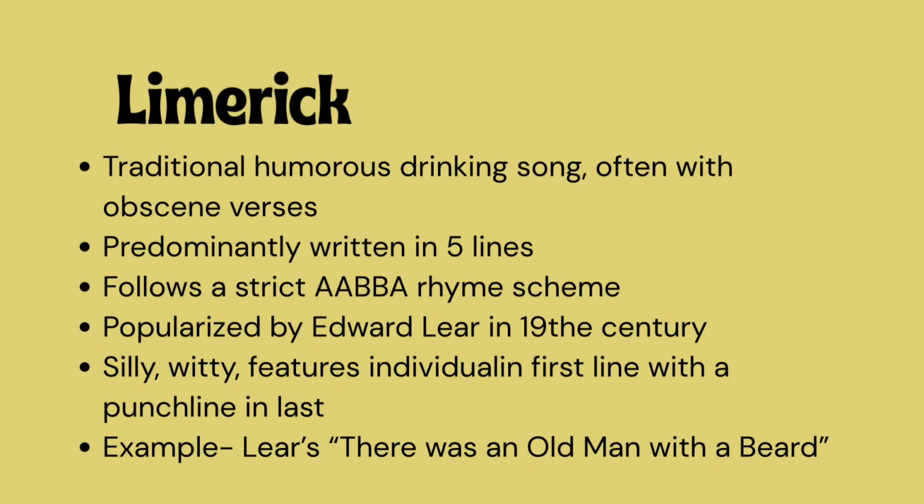Lastly, we have limerick. Limerick is a short, humorous, and often nonsensical poem, known for its playful rhythm and witty or absurd subject matter. It is primarily written for entertainment, relying on exaggeration, surprise, and comic timing. A limerick consists of 5 lines with a strict AABBA rhyme scheme, where lines 1, 2, and 5 are longer and usually written in anapaestic trimeter, whereas lines 3 and 4 are shorter, often in anapaestic dimeter.